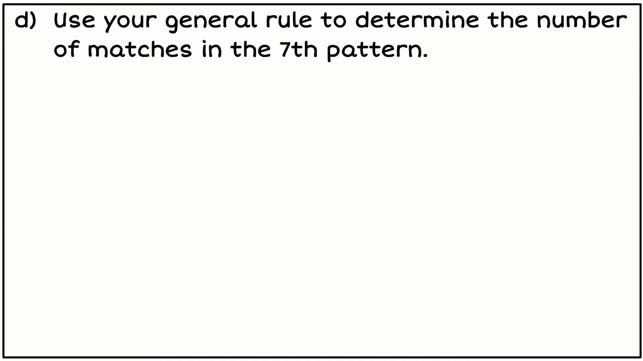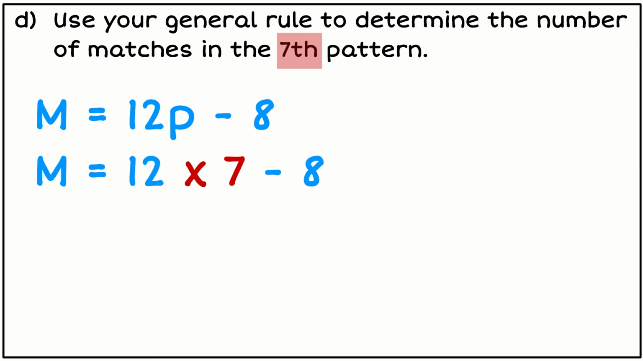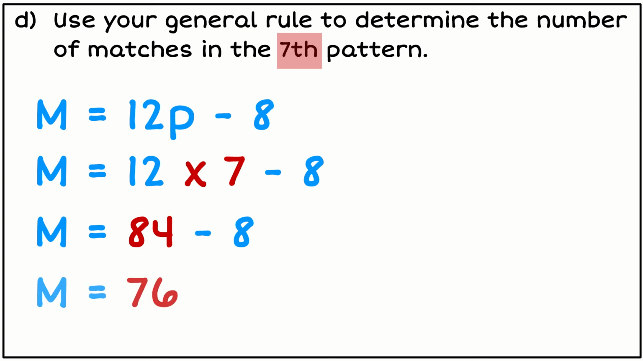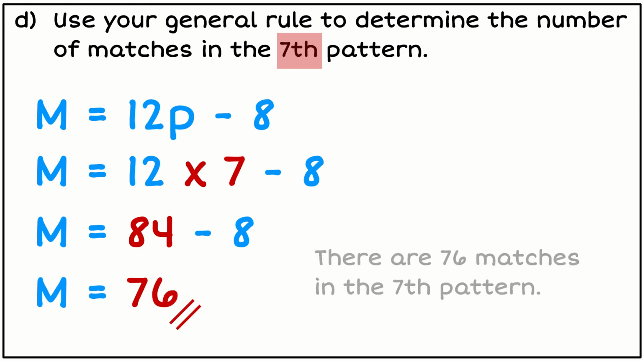So let's use this rule to determine the number of matches in the 7th pattern. So there's our key, as we want the 7th pattern. So we want to use p equals 7. In that equation we found, we're now going to replace the p with the number 7. Let's simplify that. 12 times 7 is 84. Take away 8 is 76. And because it's a word question, our word answer: there are 76 matches in the 7th pattern.